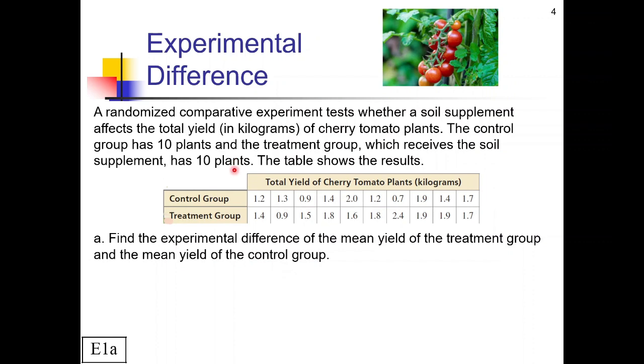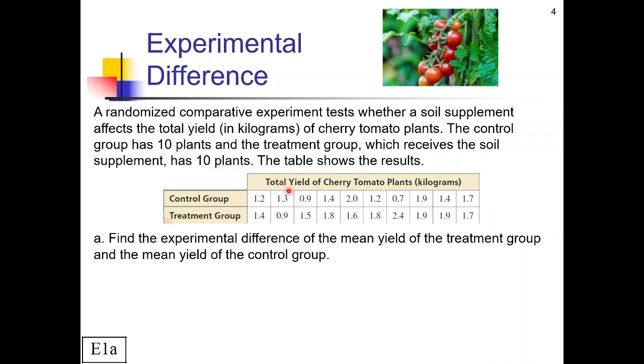All of our examples are going to revolve around these cherry tomato plants. So there's a randomized comparative experiment testing whether a soil supplement affects the total yield of cherry tomato plants. Basically they did a randomized test, which is a good thing, of whether some special fertilizer makes these things grow more. The control group has 10 plants, and our treatment group, which gets the soil supplement, also has 10 plants. And this table is showing us the results.